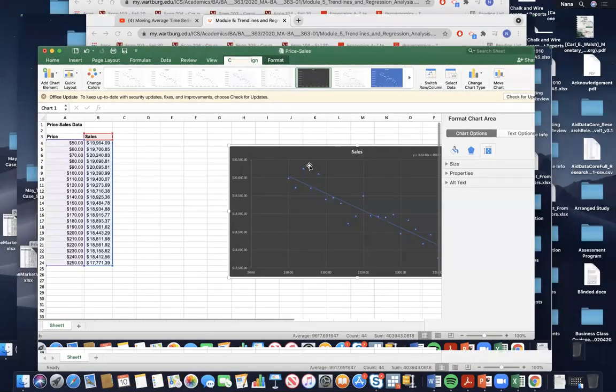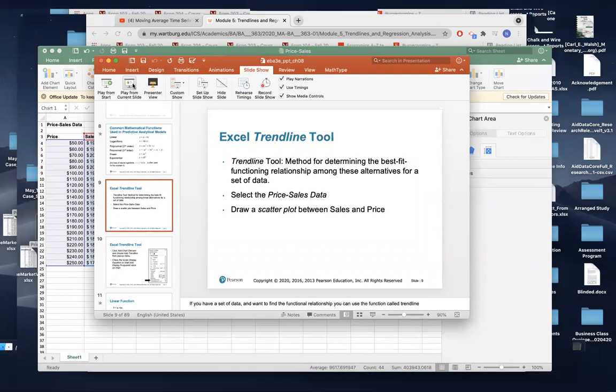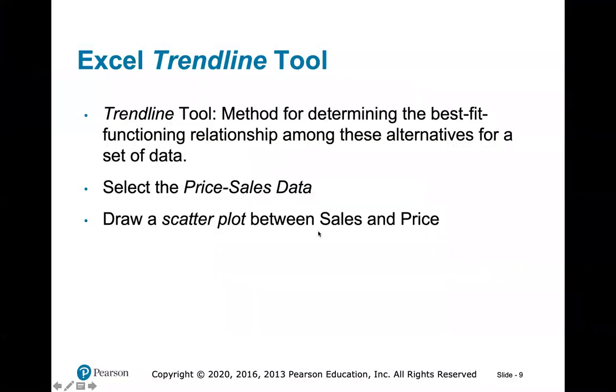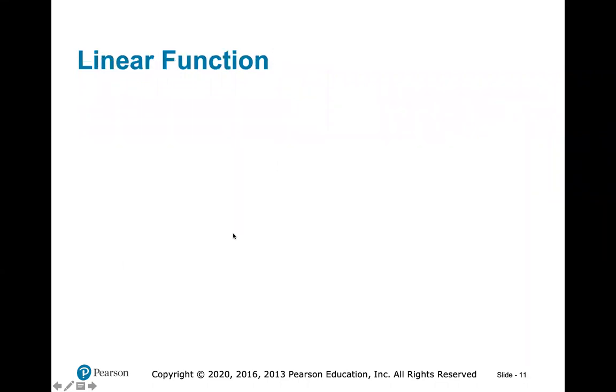So I'm just going to exit this and let us go back to our slides. So we drew a scatter plot between sales and price. We went to our chart element. We chose trend line. We went to display equation. And for now, don't worry about display R squared. We'll go to it later. So we have a linear function, we created a linear function.